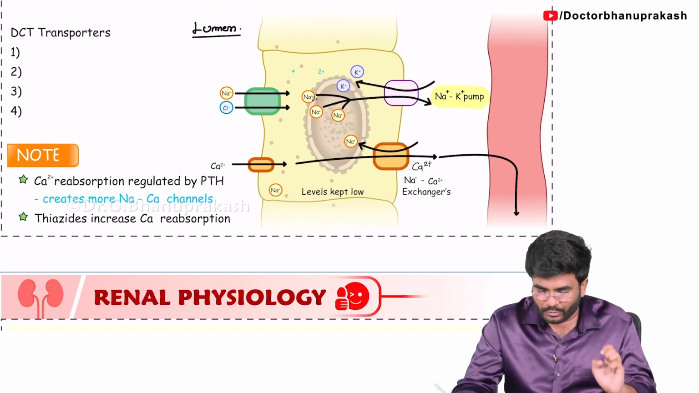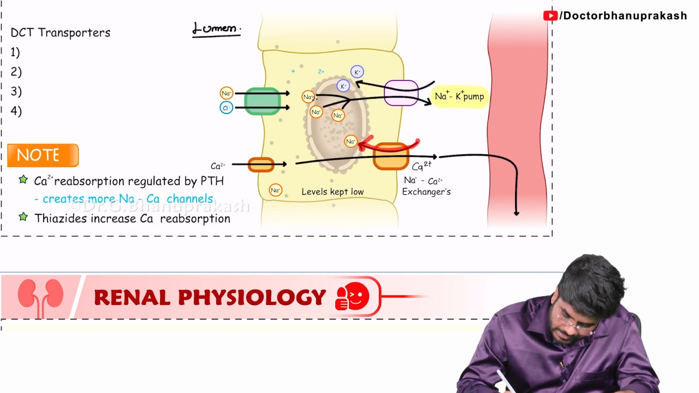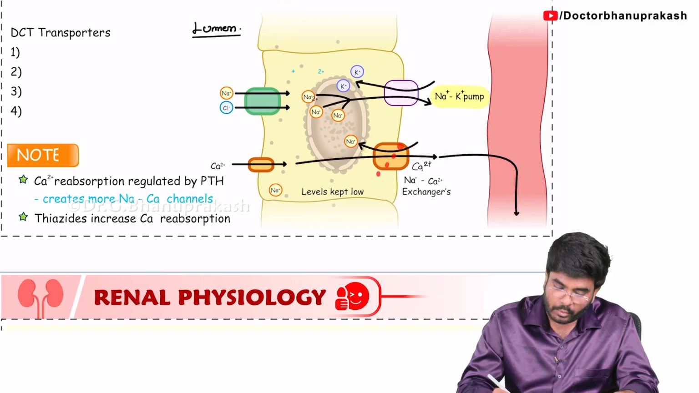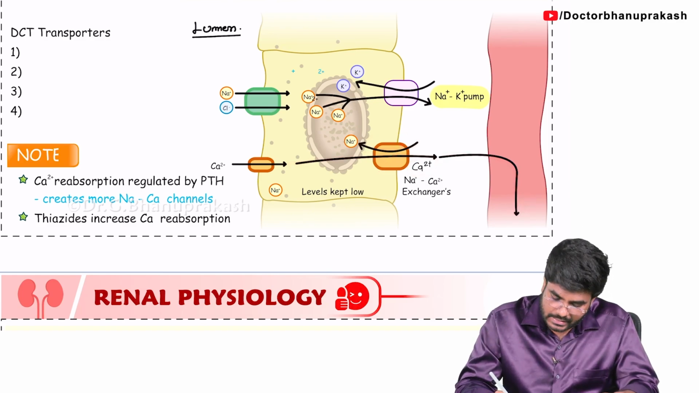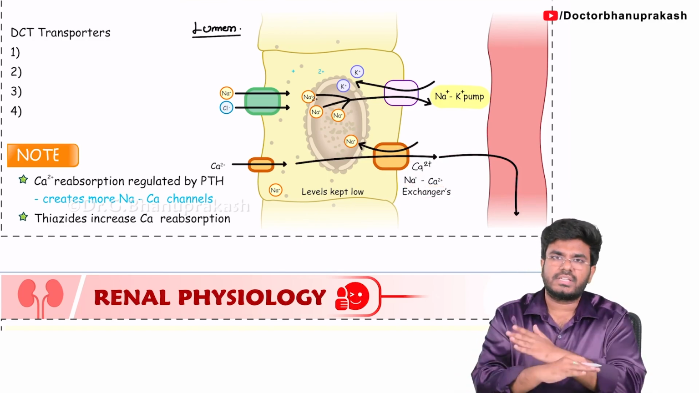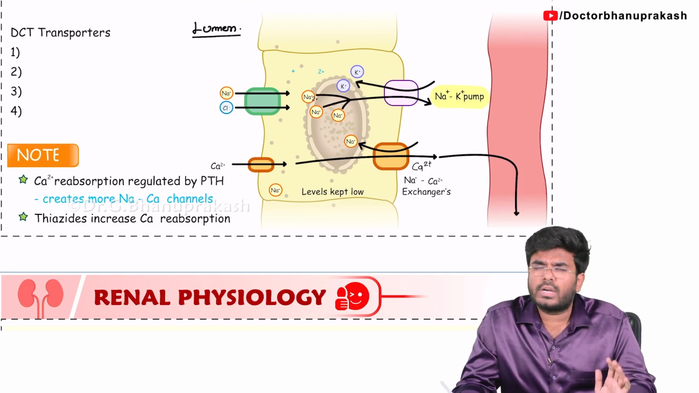Next, the fourth transporter, look what it is doing. It is bringing sodium into the cell in exchange for calcium going into the blood. So the fourth transporter, which is very important for your exams, is the sodium calcium antiporter, or you can say sodium calcium exchanger, because it exchanges sodium ions for calcium ions. Done. So these are the 4 transporters present.